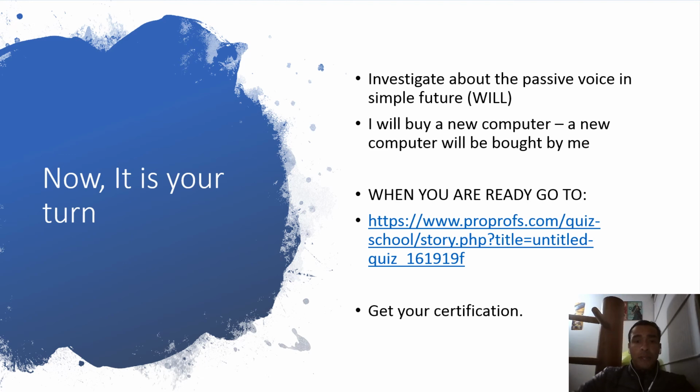Now it is your turn. The first thing that I need you to do is to investigate the passive voice in simple future, only with "will." So far, you have seen simple present and simple past. Now, by yourself, now that you have an idea, you have to investigate "will." Here you have an example: I will buy a new computer. A new computer will be bought by me. Now investigate this structure.